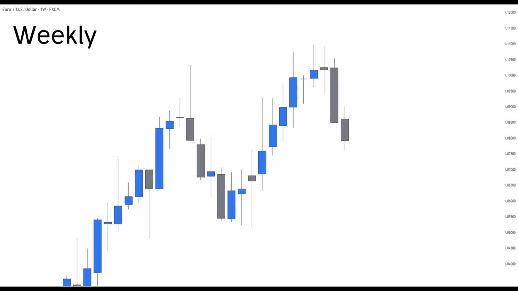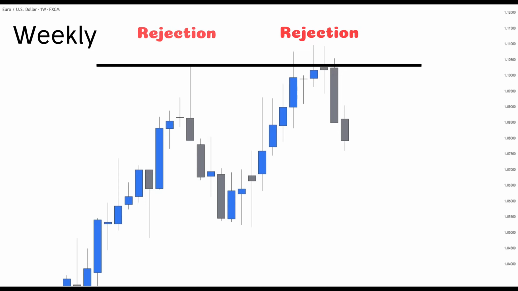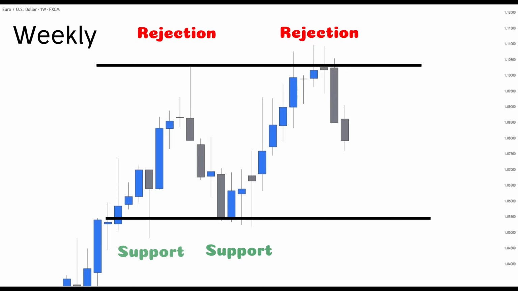Here, we have euro-dollar on the weekly time frame. In the first step, we mark the key levels of market structure that price have recently reacted to. We want to keep our analysis simple, so we only draw the most recent levels near the current price. For example, this level is our historical top, which has recently rejected the price twice. We have another key level in front of the price which has acted as support multiple times. Also, we could draw another key level here.